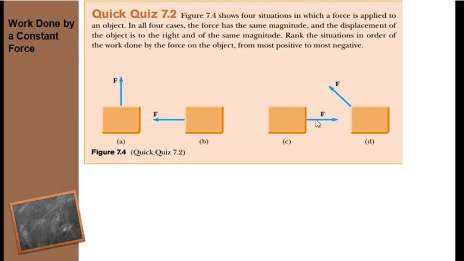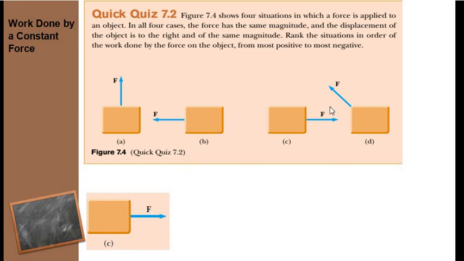So let's look at this example. It's obvious that in this case, where F is parallel to the displacement, that means the angle between the force and the displacement is equal to 0. And as you know, cosine 0 equals 1, and 1 is the maximum value of the work. That means case C is the most positive one. So I put it here.